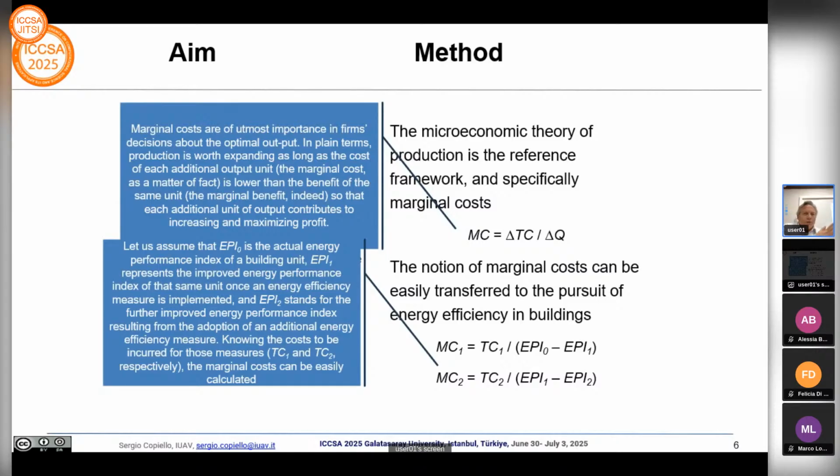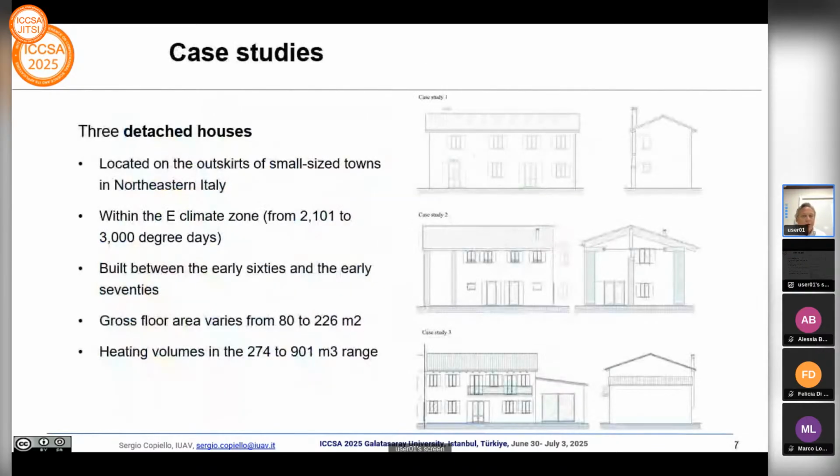So we are going to consider several improvement actions. We are going to estimate the difference in total cost related to these actions, and also the difference in the underlying energy performance of our building. So we can estimate a series of marginal costs. We did that on 3 case studies.